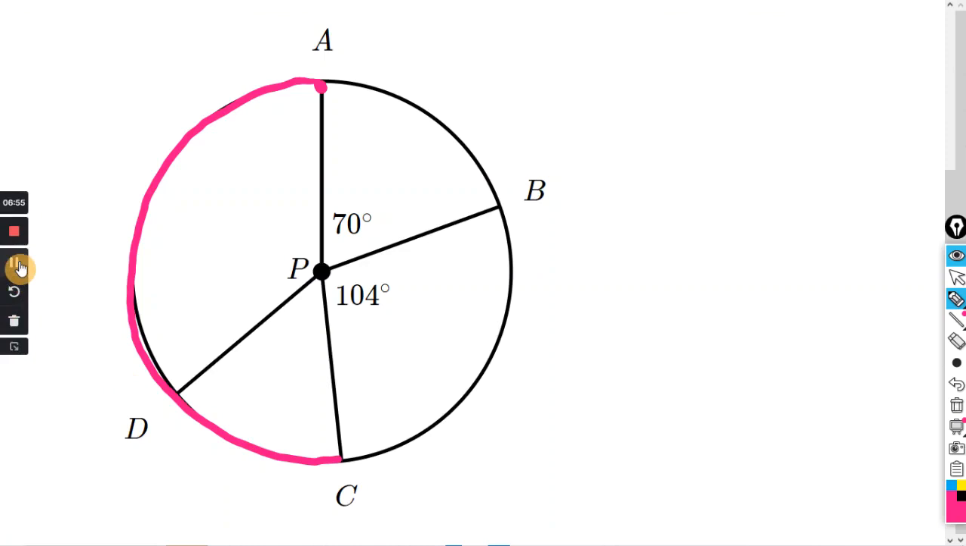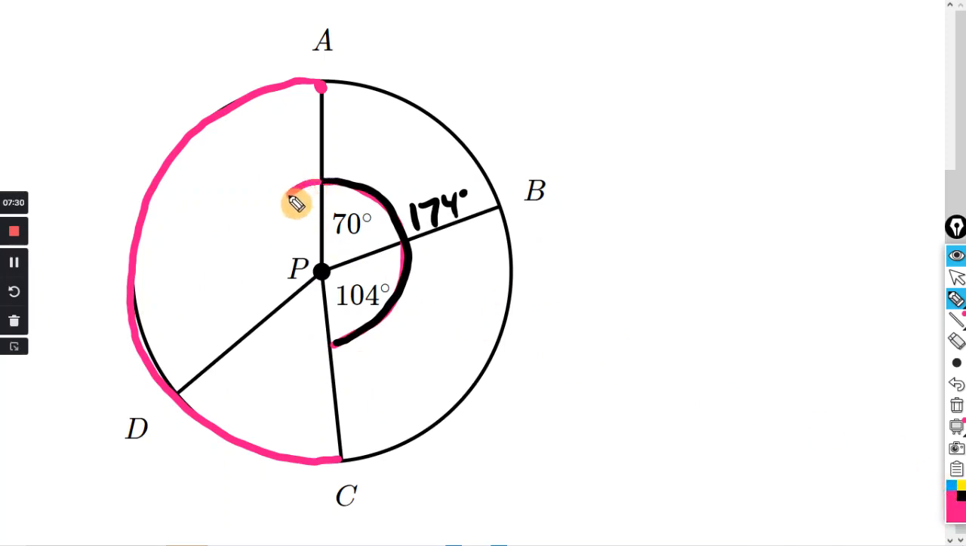Actually, I'm slightly mistaken because we don't have to find the individual angles. I'm just looking at this here. If we add these two angles together, 70 plus 104, should actually do it in a different color. If we add 70 plus 104, this angle right here is going to be 174 degrees. All right. Now we said all the way around the circle is 360.